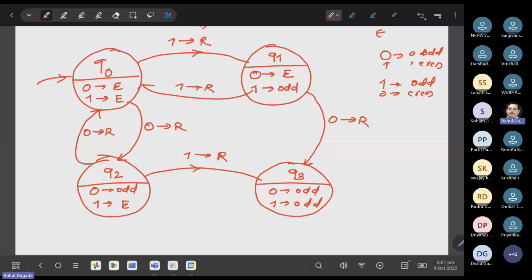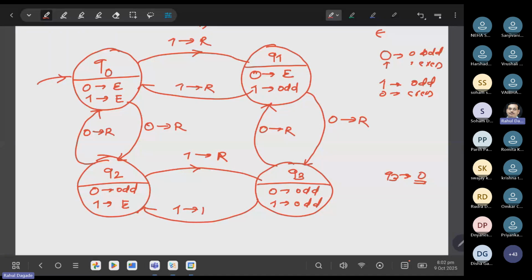And now in the odd-odd state, Q3, if I get 0, then 0 will become even. That means I'll come here. When I get 0, I'll move to the right. And in Q3 state, if I get 1, then 1 will become even. So that is this state.